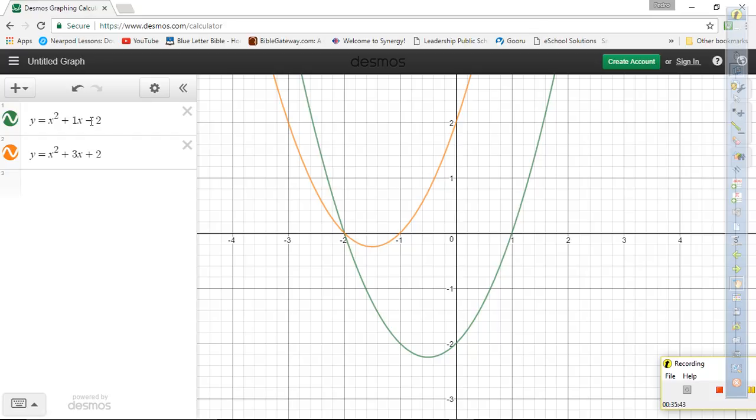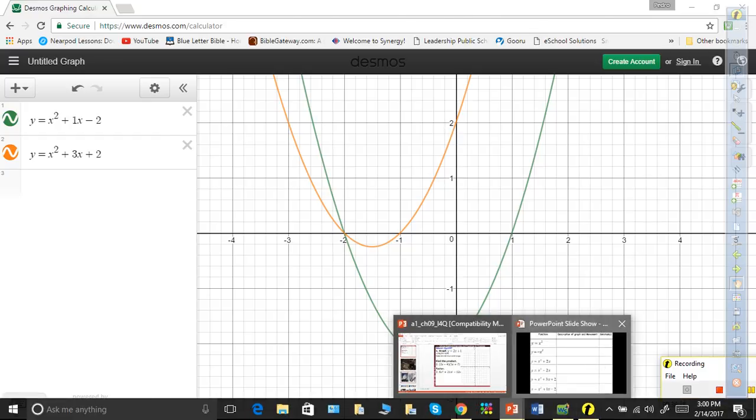Let's see. -2 is on this one. Where did it cross? -2. This one is +2. Where did it cross? +2. Everybody see that?